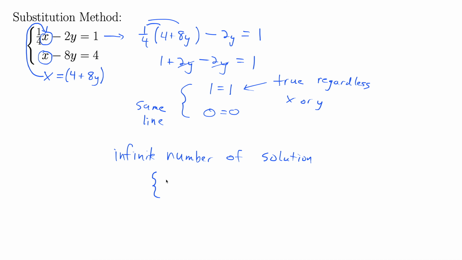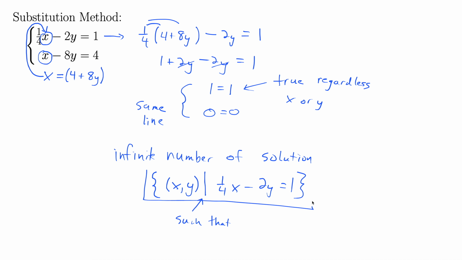And what we want to say is the solution set is x and y such that they lie on these lines. So this bar right here means such that, and then we say, okay, such that 1/4 x minus 2y equals 1. I just put in the equation of the first line. So what this says is all values of x and y such that x and y lie on this line. And this would be how you would write an answer to this system of equations.